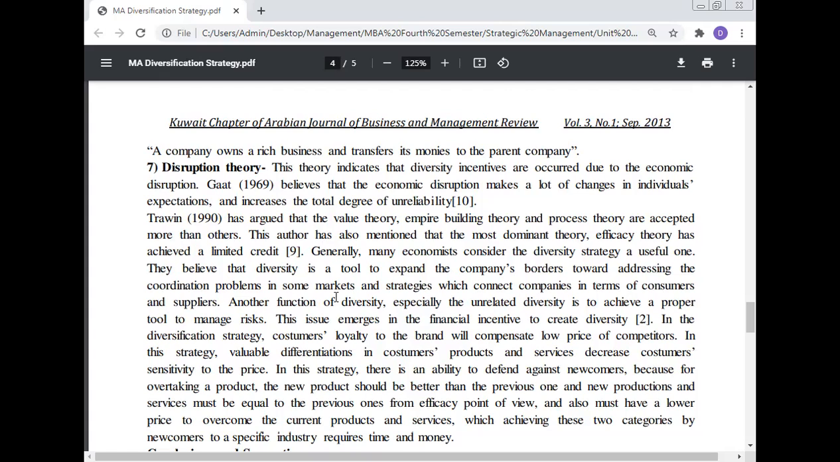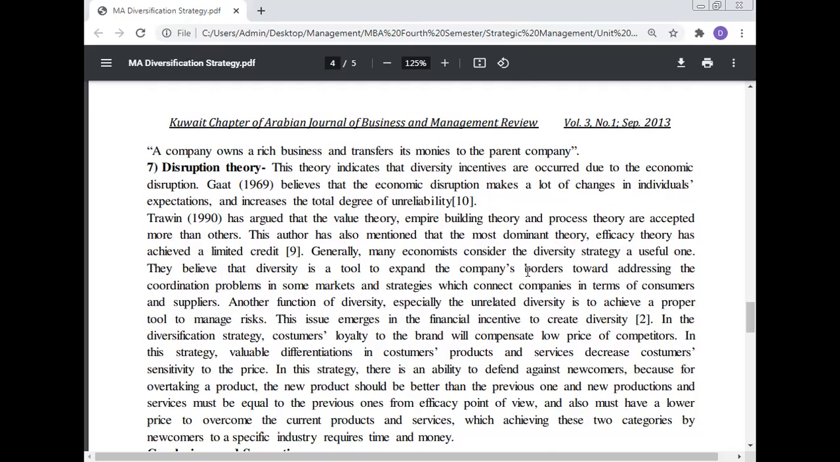Disruption theory. This theory indicates that diversity incentives occur due to economic disruption. Get believes that economic disruption makes a lot of changes in the individual's expectation and increases the total degree of unreliability. Travin has argued that the value theory, empire building theory, and process theory are expected more than others. The author has also mentioned that the most dominant theory, efficiency theory, has achieved limited credit.